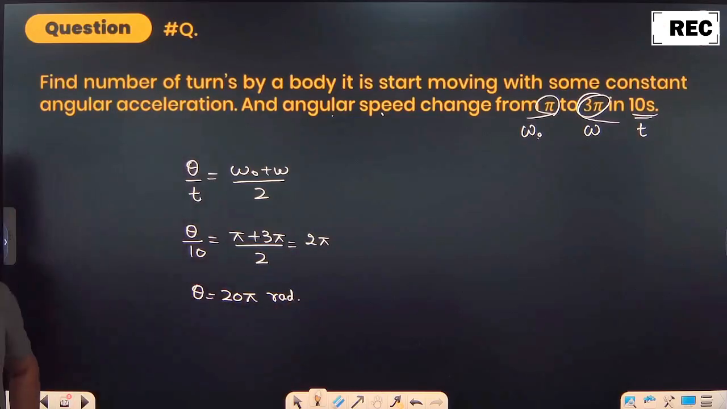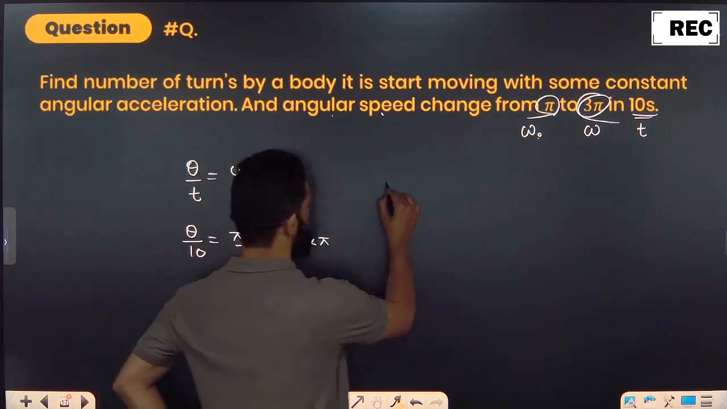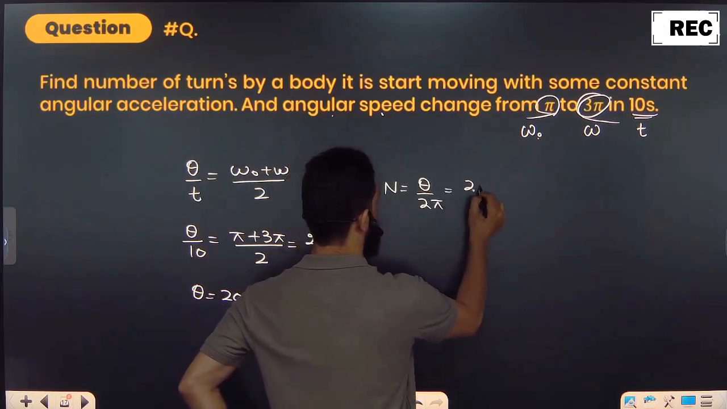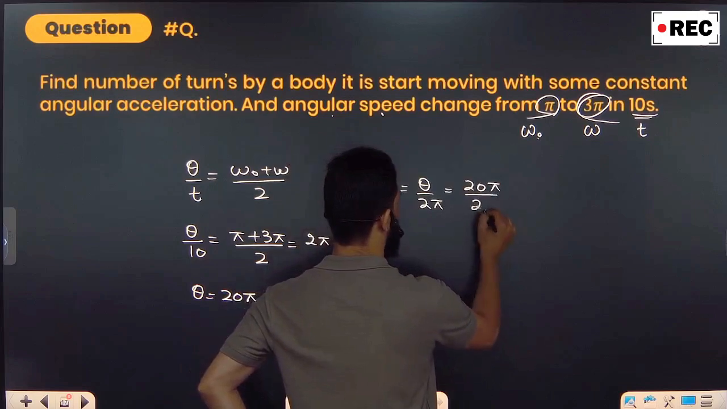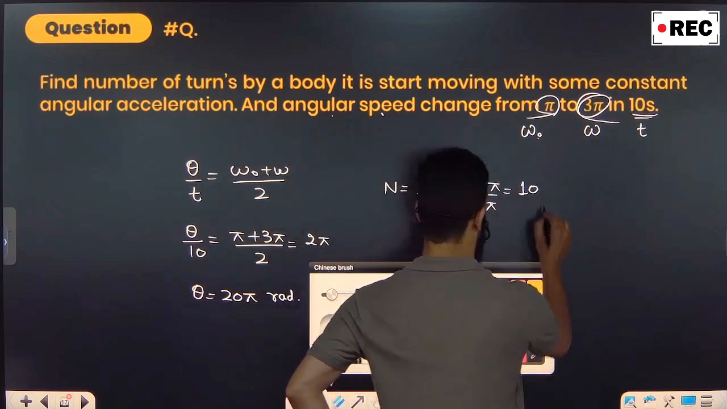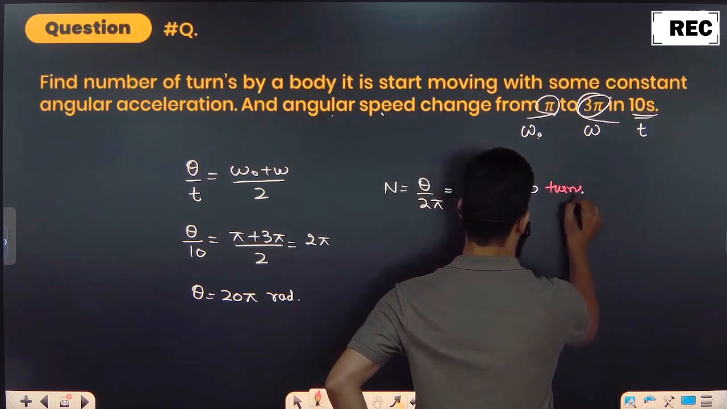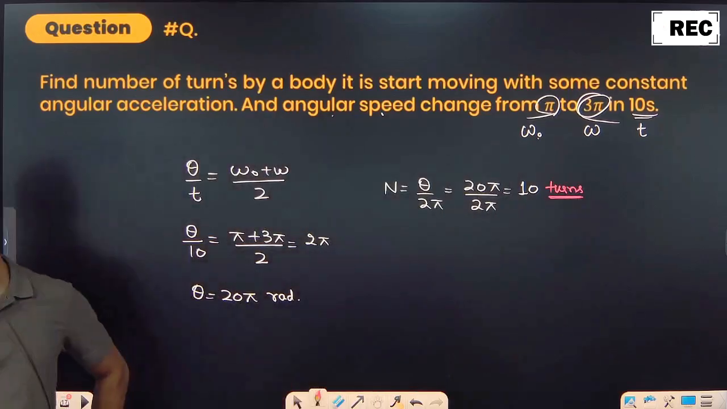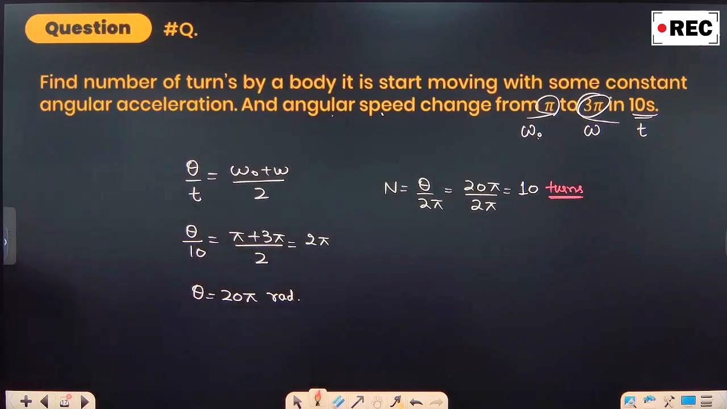Theta कितना आया? 20 pi radians. When theta is this, what is the number of turns? Theta को divide करेंगे किससे? 2 pi से. 20 pi को divide करेंगे 2 pi से. कितना आंसर आया? 10 turns. Number of revolutions is 10. और we can say कितने turns किए उसने? 10 turns. Is that clear? So it is 10 turns.